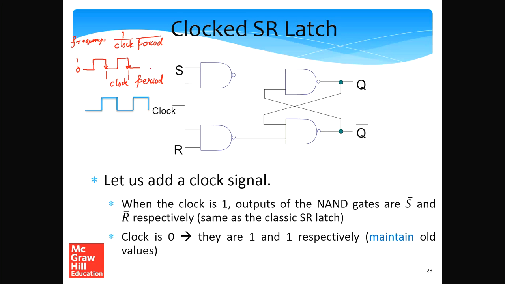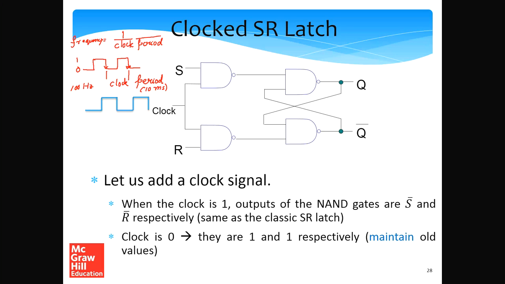For example, if the clock period is, let's say, 10 milliseconds, then what is the frequency? It is 1 divided by 10 milliseconds, and that is 100 times per second, which is called 100 hertz. This is exactly the same frequency that when you go and buy a laptop or a desktop, they say that we are having a 3 gigahertz processor. What this means is that 3 billion times a second, you have a negative edge inside the chip. So this is exactly what frequency means.